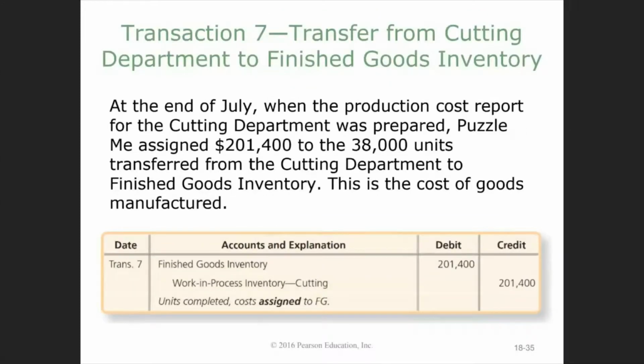And then in this transaction at the end of July, when the production cost report for the cutting department was prepared, Puzzle Me assigned $201,400 to the 38,000 units transferred from the cutting department to finished goods inventory. This is the cost of goods manufactured, and they debited their finished goods inventory and they credited their work in process cutting.